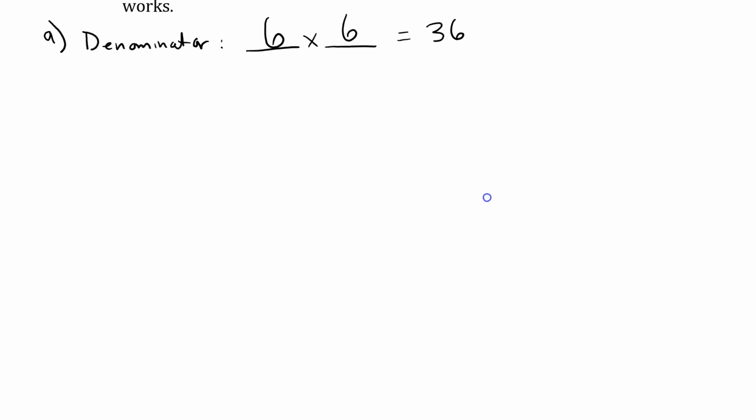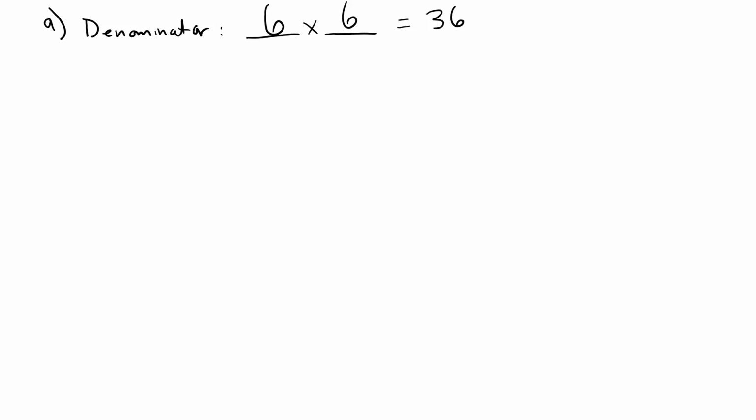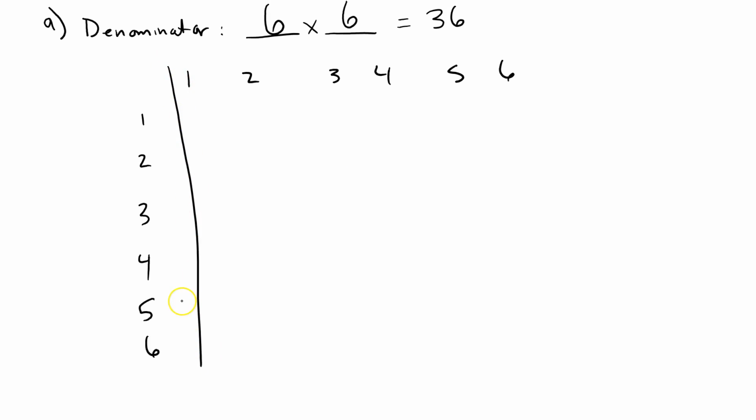So what I'm going to do right now is I'm just going to kind of map out a chart. So here are all the faces. 1, 2, 3, 4, 5, 6. 1, 2, 3, 4, 5, 6. And let's see what all the different sums could be.